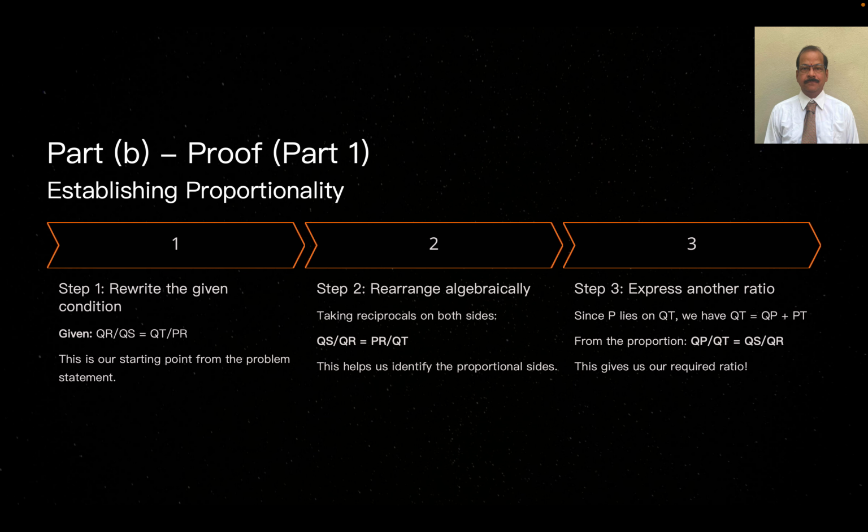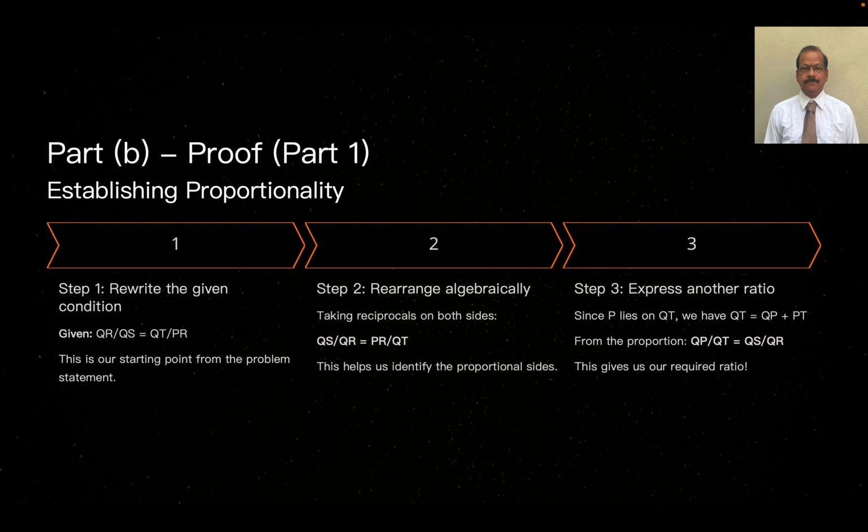So here we start with proving our similarity condition. First step is to rewrite the given condition. Given QR by QS equal to QT by PR, this is our starting point from the problem statement. Step 2 is to rearrange algebraically, taking reciprocals on both sides: QS by QR equal to PR by QT. Okay, this helps to identify the proportional sides.